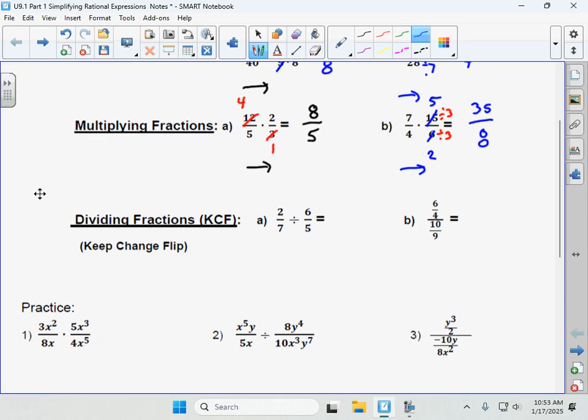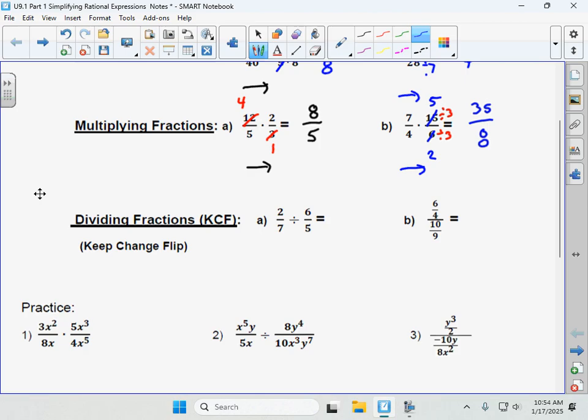All right, when we're dividing fractions, we can remember KCF: keep the left fraction, change the division to a multiplication, and then flip the right side fraction. So we never really divide fractions. It's always changed to a multiplication, and then we're multiplying by the reciprocal, which is flipping the right side fraction.